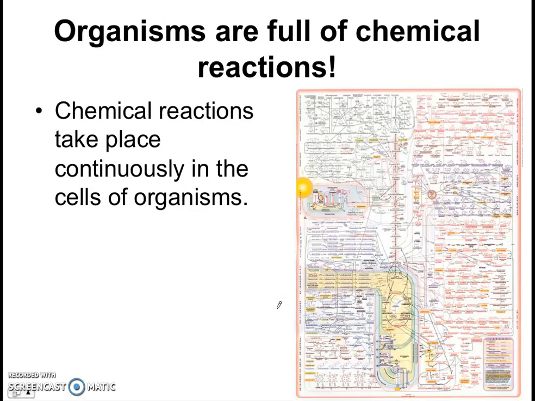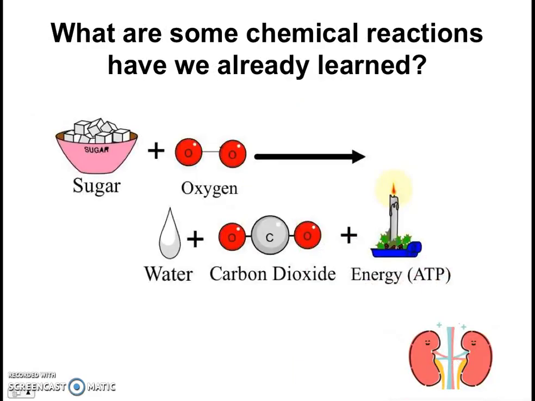So organisms are full of chemical reactions and full of activity. If you look at this picture here, want to guess? It is a picture that shows you all the chemical reactions which take place in a single cell. That's crazy. I do not want to learn about all the single reactions in a cell. But the point is that chemical reactions take place all the time in the cells of organisms. And we've already encountered many chemical reactions in the previous chapters.